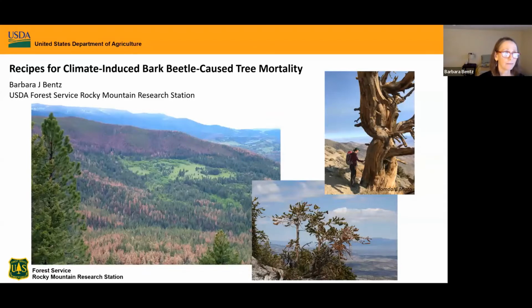So then at the end, I'd like to describe some unexpected tree mortality that we've recently observed in a high elevation pine in the western United States that's likely drought driven, similar to some episodes occurring in some lower elevation pines.